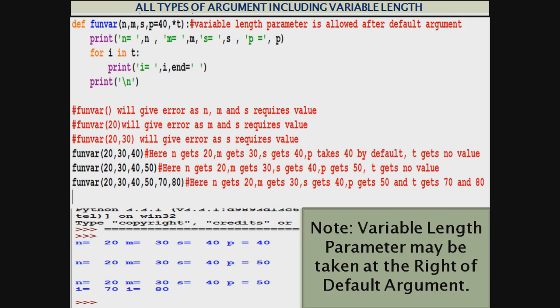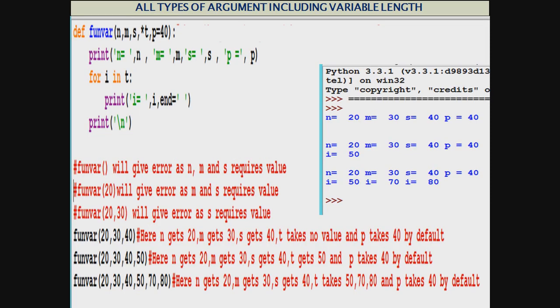Let us see one more function here. The function has n, m, s, a variable length parameter t, and p is equal to 40. Here p is equal to 40 is the rightmost and the variable length is before that. We can do this, no problem in it. All the things can be anywhere except the default parameter, it should be the rightmost. Only variable length can supersede it. That is to be understood.